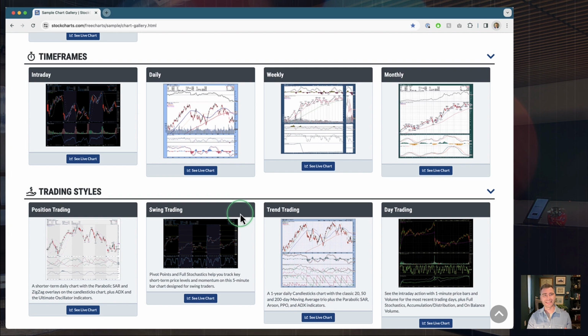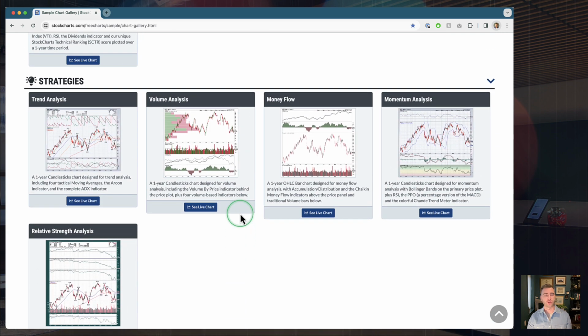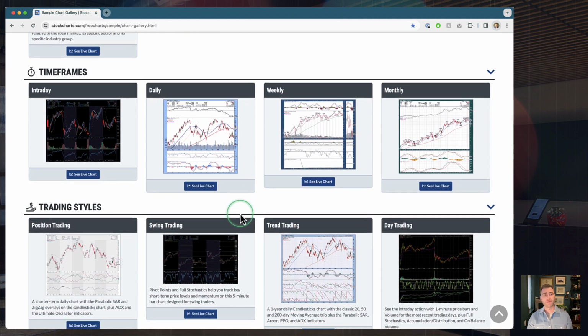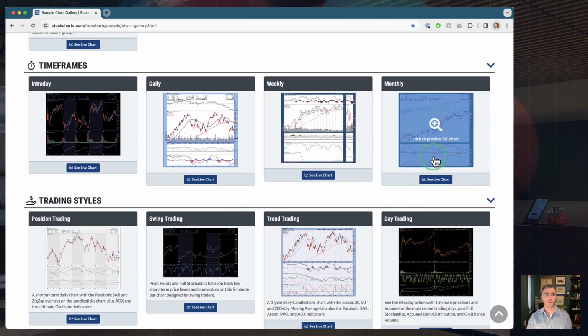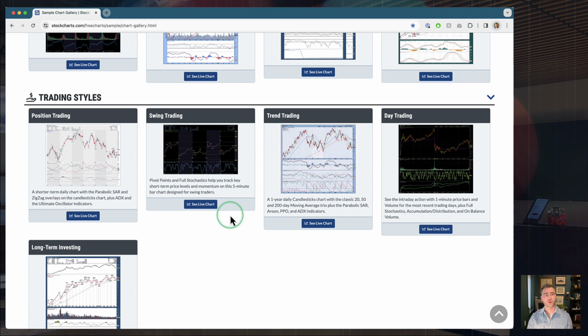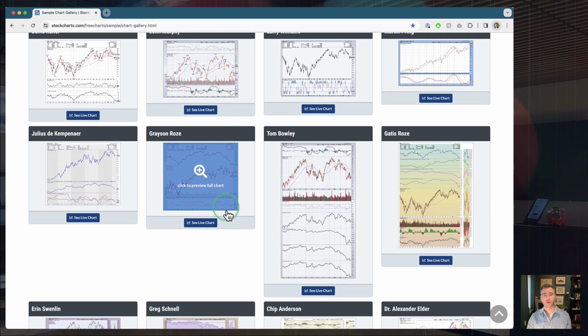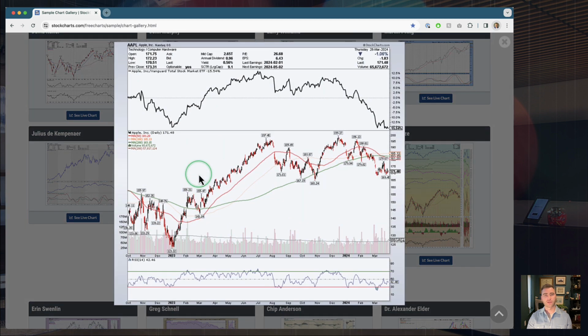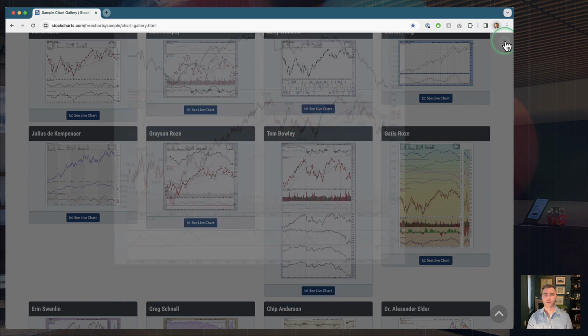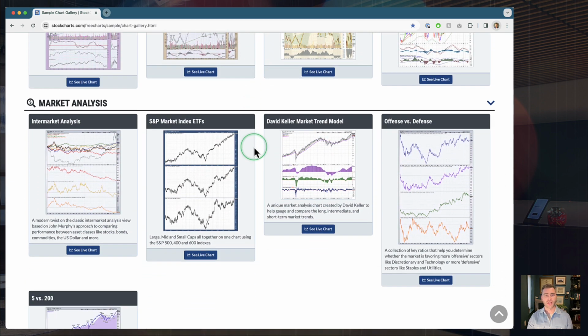We've organized it into different sections. So we had popular chart styles. We've got different strategies, trading and investing strategies. We've got time frames, short all the way up to long-term monthly charts there. We've got specific trading styles, position trading, swing trading, things like that you might have heard of. We've got a whole bunch of charts from the experts. If you're ever watching this show and you say, hey, I like those charts that Grayson has up on the screen, well, you can come over to the sample chart gallery, pick those up, and start using my sample chart style straight out of my own account. We've got a whole bunch of those experts on there.